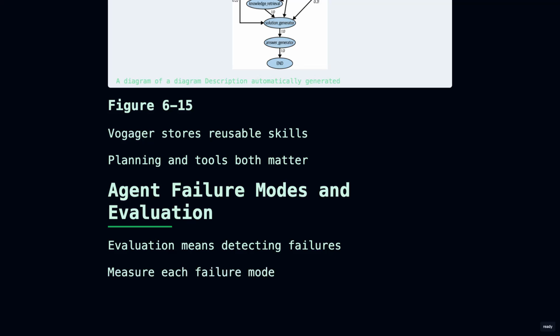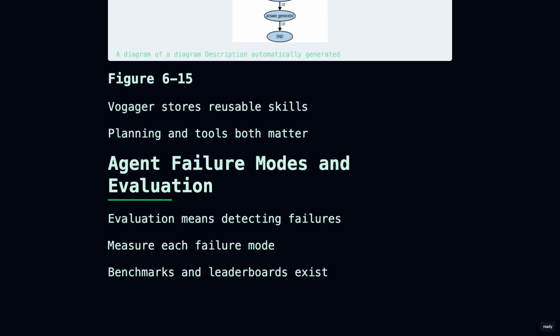A good evaluation starts by naming the failure modes first. Then you measure how often each one appears, instead of collapsing everything into a single success score. There are simple benchmarks for studying these issues, including examples on the book's repository and several public leaderboards. The important point is that you can compare agents systematically, not just by anecdotal examples.